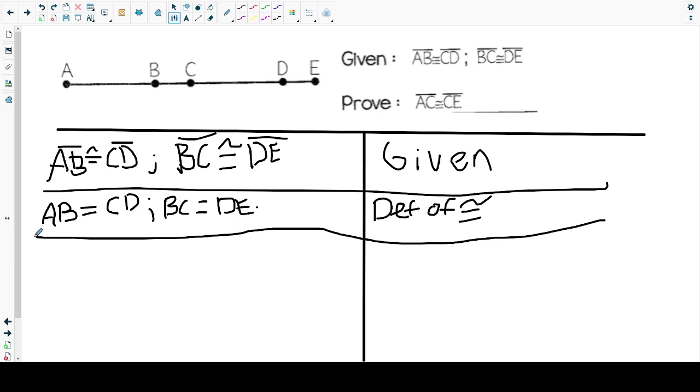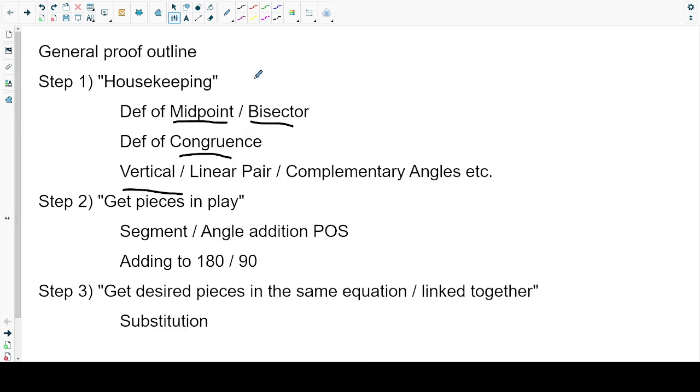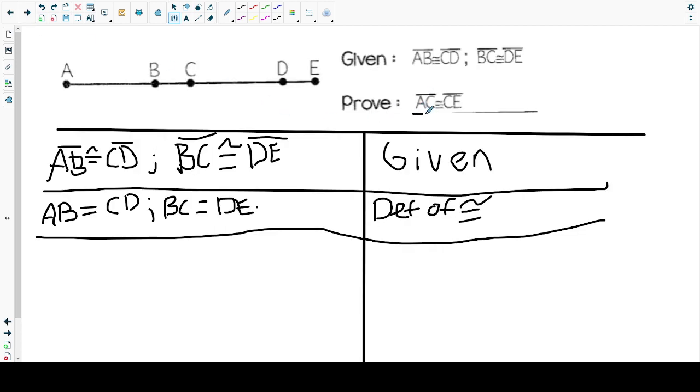We don't have any angles to take care of, obviously, so we can skip that part too. So again, the first step is just taking care of the basics, right? Stuff that you do in almost every proof. Again, the tried and true basics. So we've gotten step one down. We've taken care of all the housekeeping. We don't have any midpoints or bisectors. We've taken care of all the congruencies, and we don't have any special angles. So step two is get the pieces in play. This is what I mean by get the pieces in play. I want to say something about AC and CE.